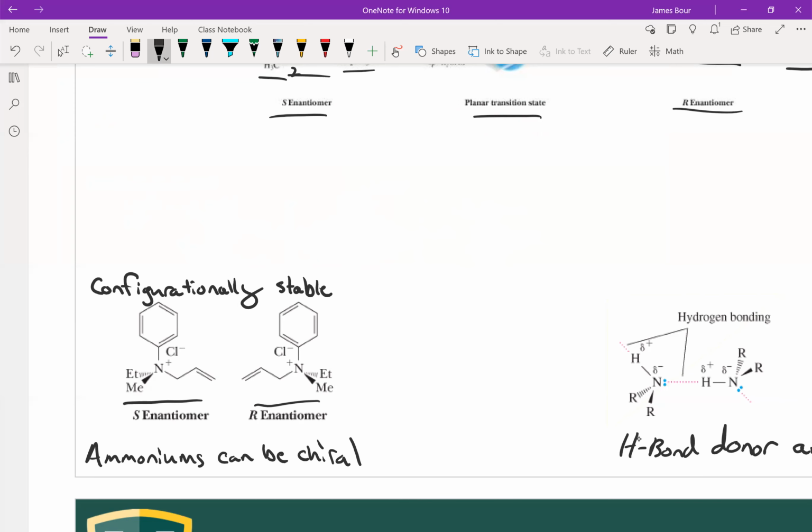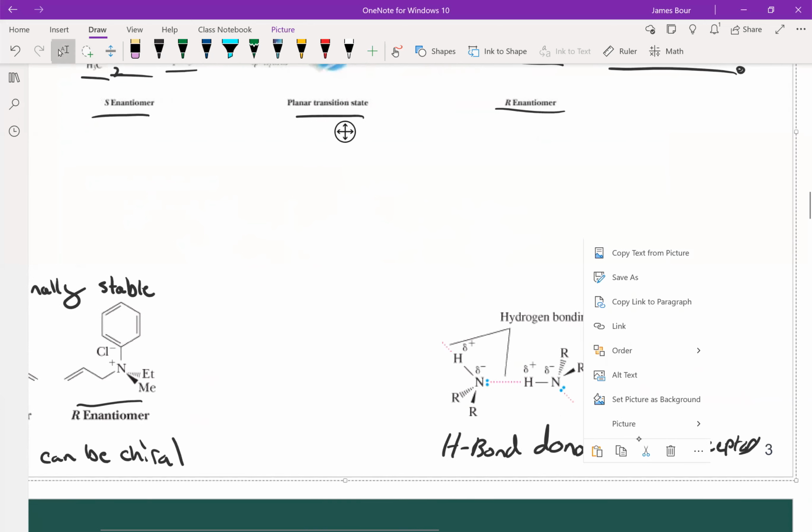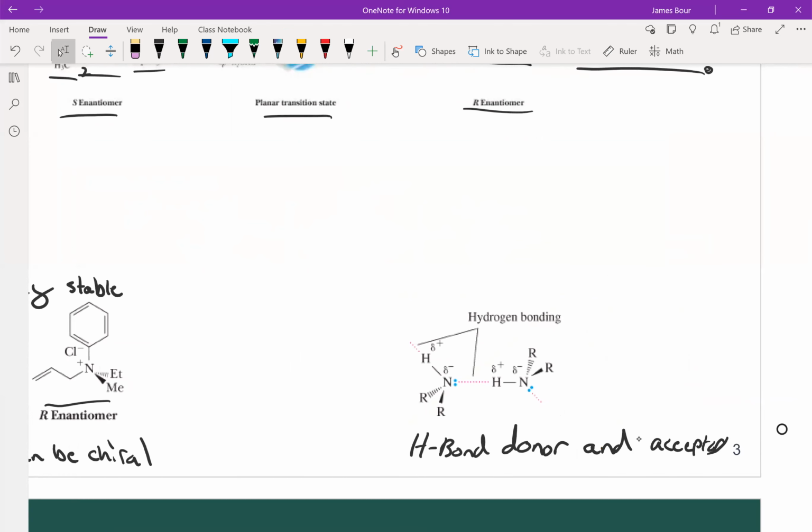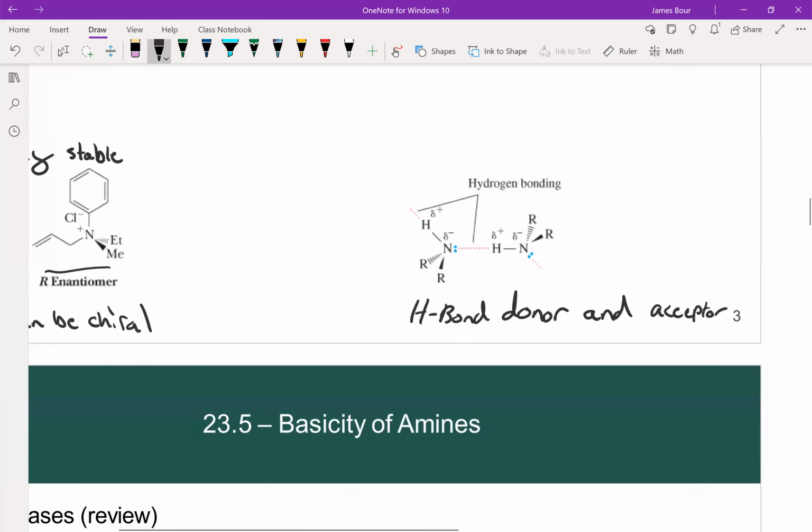And then finally, the last property of amines that we're going to want to talk about are hydrogen bond donor and acceptor character. Amines with a hydrogen coming off of them can be hydrogen bond donors or acceptors. Amines with 3 alkyl groups with no hydrogens off of them can be hydrogen bond acceptors.